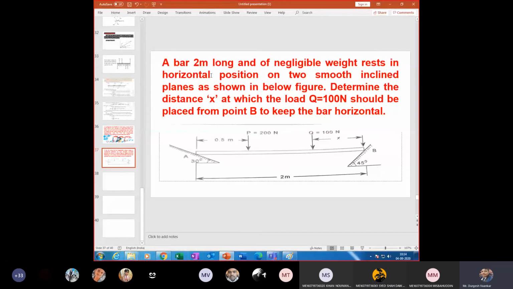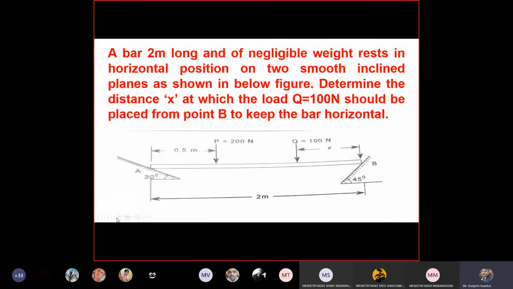Okay, now listen. See my next problem. I will give only a hint on how to solve this problem. All of you try to understand this one. See, a 2 meter bar is there, a bar of 2 meter long and of negligible weight. Here I am not considering the weight of the bar. It rests in a horizontal position on two smooth inclined planes as shown in the figure. Determine the distance x. We have to calculate this distance.